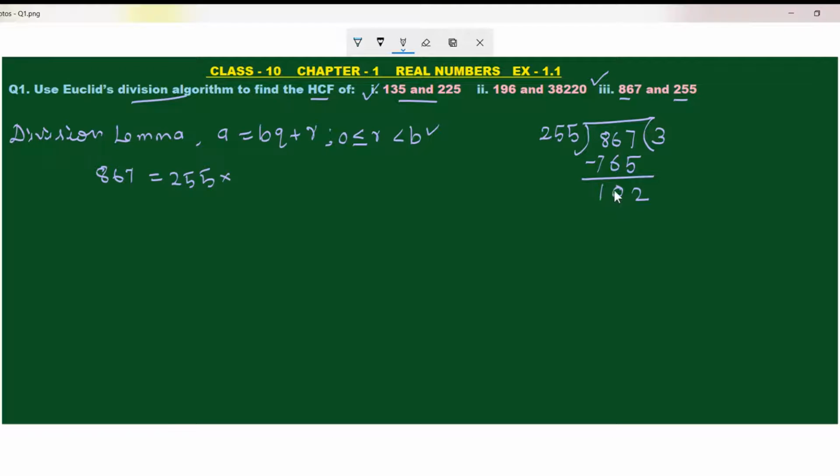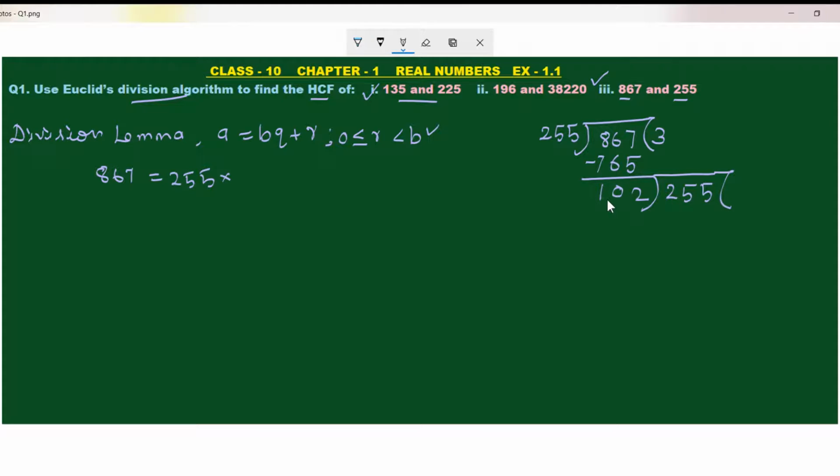Now you can see we haven't got the remainder 0. We have to do the same steps until the remainder is 0. Got it? So here, 255 does not divide 867 perfectly, so we are going to divide this number 255 by the remainder 102.